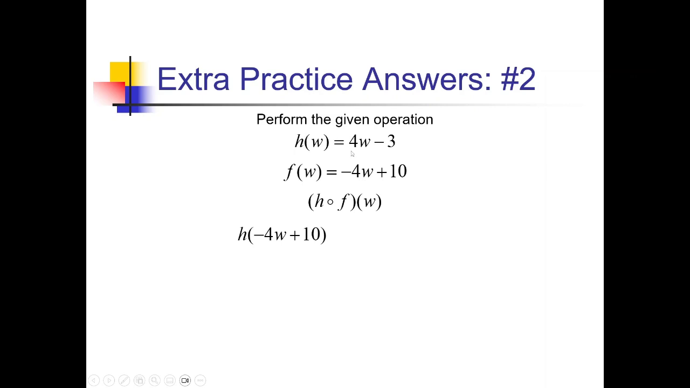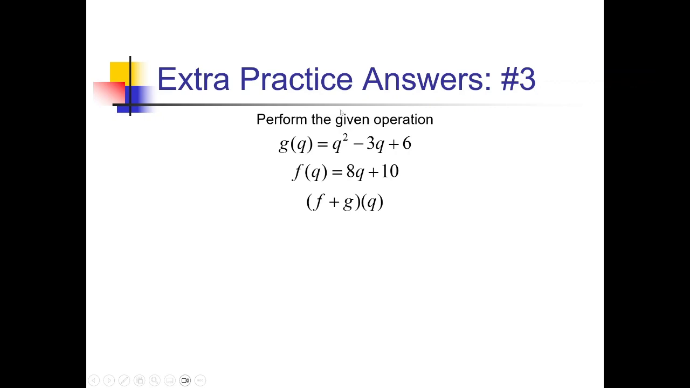So this is going to be 4 times negative 4w plus 10 minus that 3 that's at the end. So at this point, let me just distribute and simplify as much as I can. This is going to be negative 16w plus 40 minus the 3. So negative 16w plus 37 then.